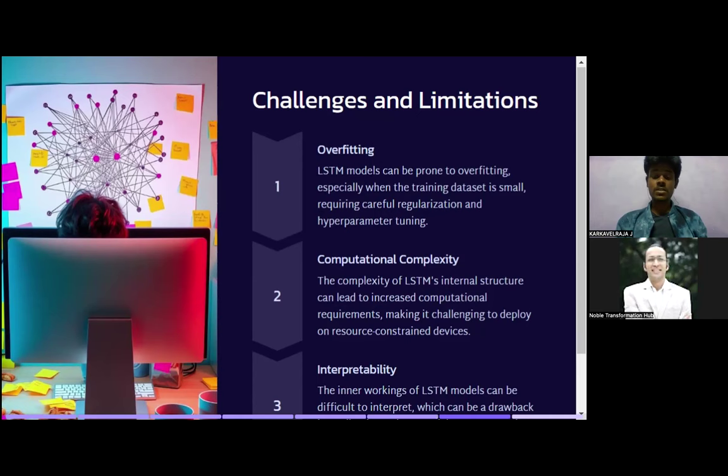Computationally complex, because the complexity of the LSTM internal structure can lead to increased computation requirements, making it challenging to deploy on resource constrained devices. Because LSTM has three gates: a forget gate, input gate, and output gate. All gates need to process in a sequential and parallel manner. That's the reason it's going to consume more resources. So it's computationally very heavy and challenging.